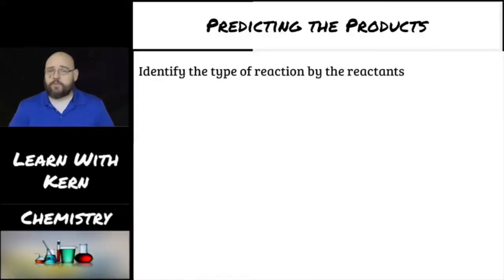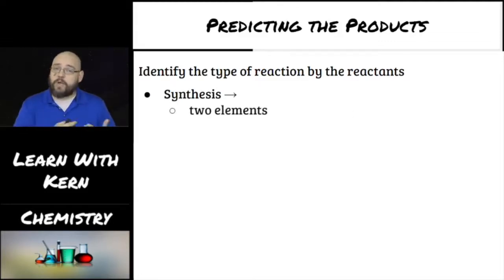So the first thing you have to do in order to predict the products is identify the type of reaction based off just the reactants, because we don't know what the products are. So we have to look at just the reactants in order to figure out what type of reaction it is. To do that, we look at the synthesis reaction. Remember, a synthesis reaction is going to have two elements as our reactants, and those two elements are going to combine to form a compound.